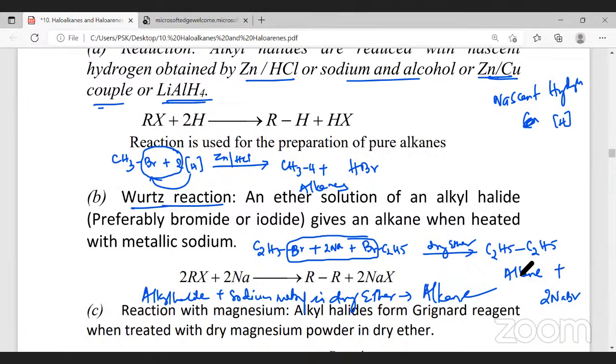So two miscellaneous reactions we learned. One is reduction of alkyl halide. So alkyl halides on reduction give alkanes. The second one is when alkyl halides are allowed to react with sodium metal in dry ether. Again, alkanes are formed. It's called Wurtz reaction.